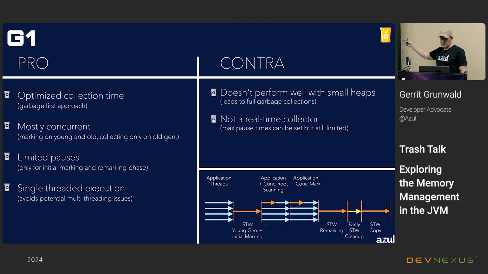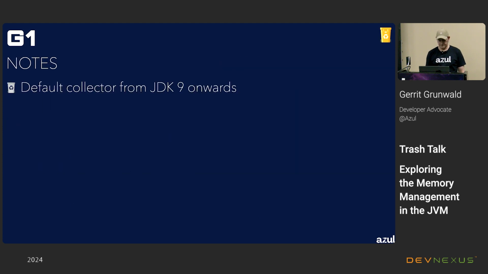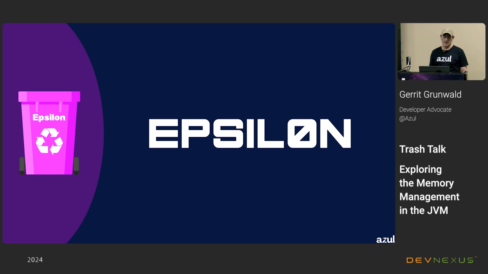So it's the single-threaded execution, which avoids potential multi-threading issues that we have here, limited pauses, okay. So G1, nice one. Default collector from JDK 9 onwards. So still at the moment, this is the default collector in OpenJDK. And then this is a very interesting one. It's called Epsilon.